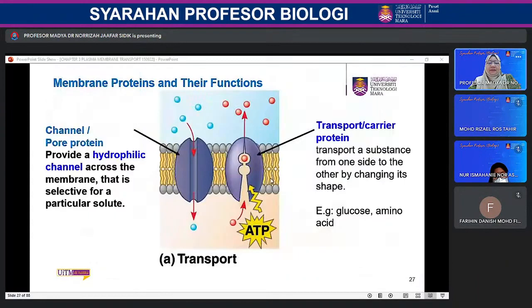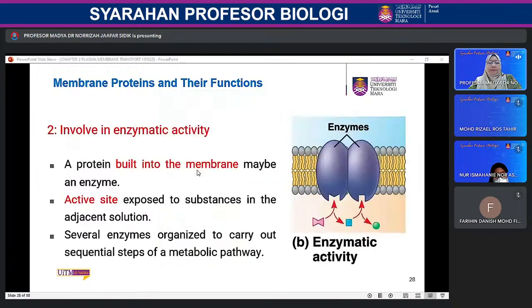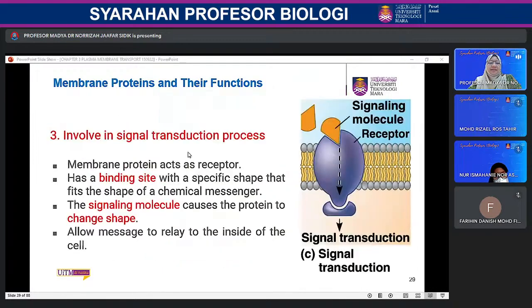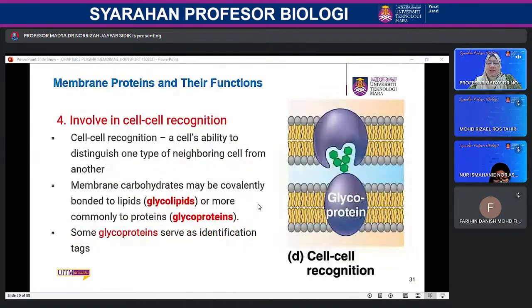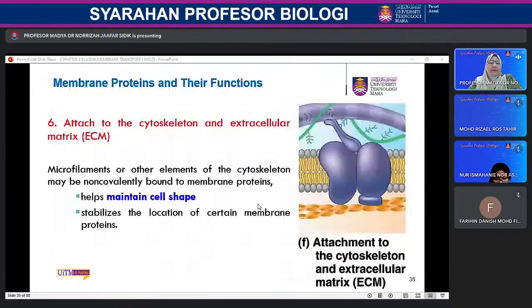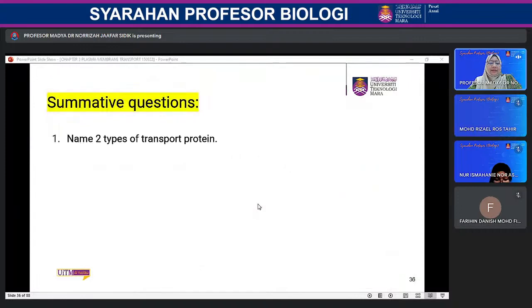So the first question: the channel protein and then the transport carrier protein. Then the signal transduction process, you can see here. You can read more information in the textbook. And then we look at the next questions.